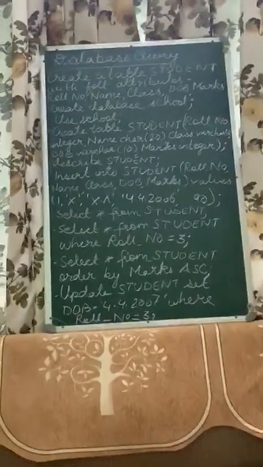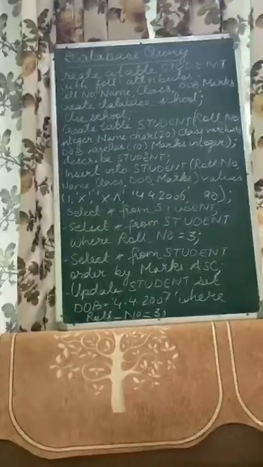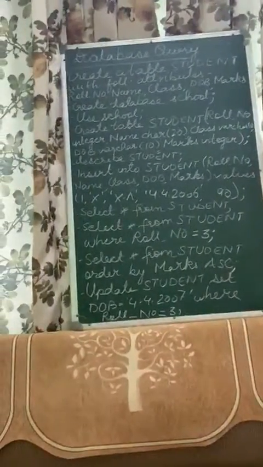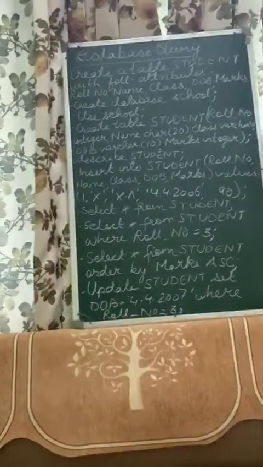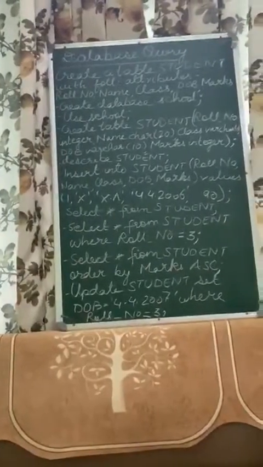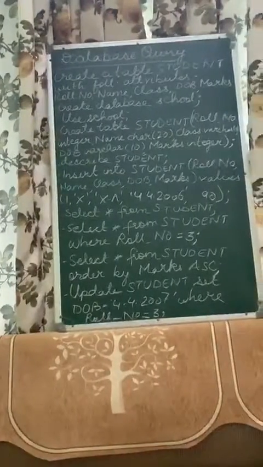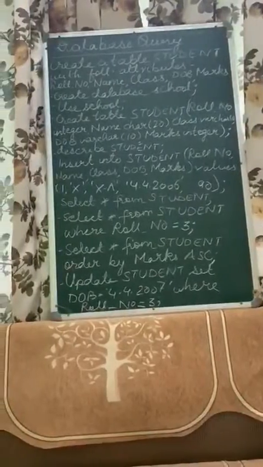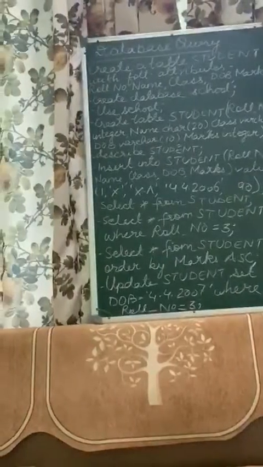So 1 will be the roll number, comma, name. Since it is a character type, I have to include it in single quotes. I'll write the name X, comma, class. Again the data type was varchar, so I include it in single quotes: 10A. Comma, DOB, again varchar, so in single quotes: 4.4.2006. You can mention any other date format also. Comma, the marks, that is 90. Then bracket close, semicolon. It will say one row affected when you press enter.